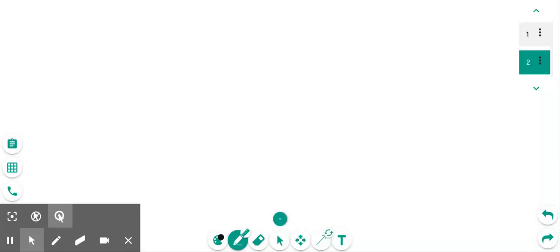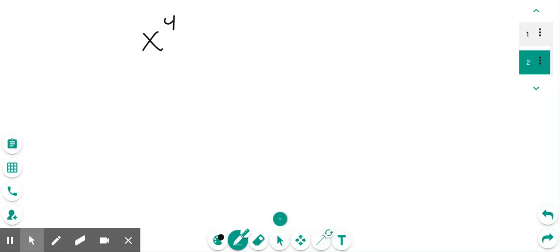We're going to go with x to the 4th minus 5x squared minus 36. Find all the zeros. Okay, so a couple of things to be aware of. We're skipping exponents here, so there are going to be some zeros when we do synthetic division.